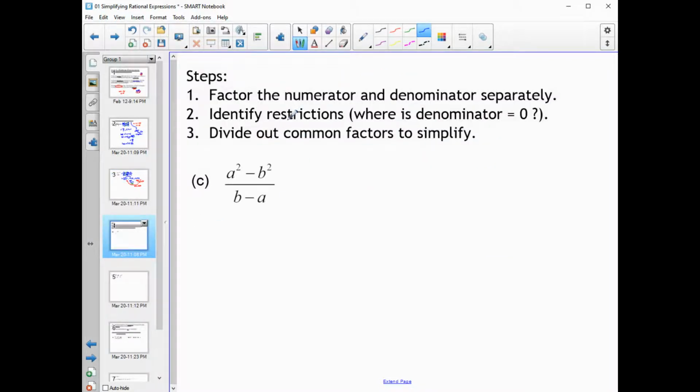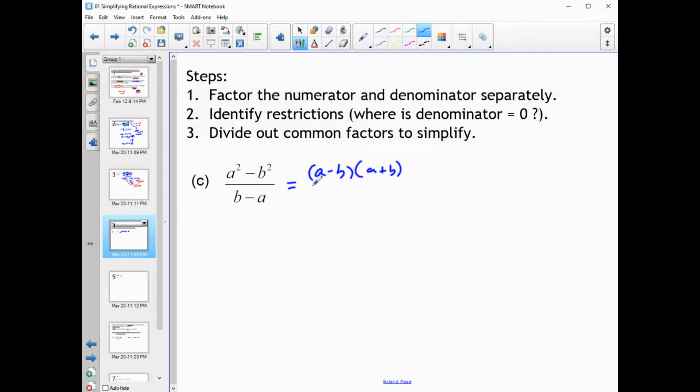All right, we've got another one here. So we've already done this. I'm just reminding you of steps because this looks a little bit different. So we're still going through the same steps that we did before. We're factoring the numerator and denominator separately. We're identifying any restrictions from that factored denominator specifically, and then we'll simplify, dividing out common factors. In this case, a squared minus b squared, that's a difference of squares. That's a minus b times a plus b.